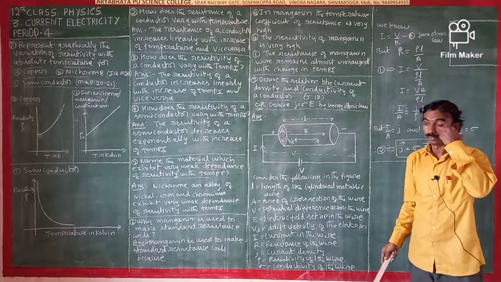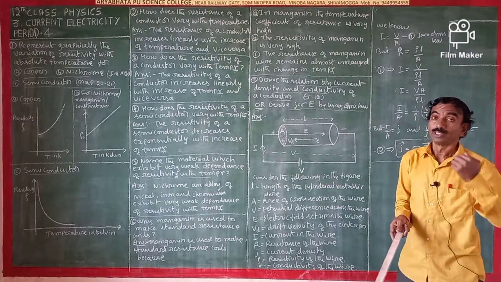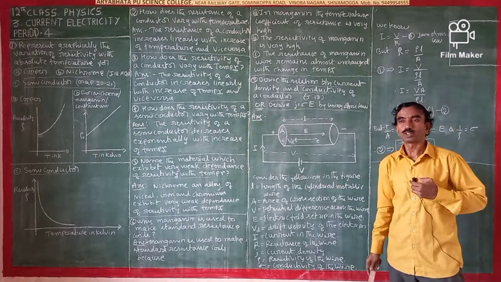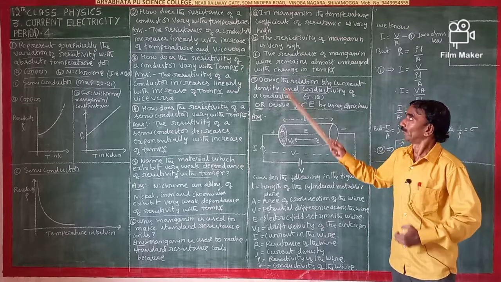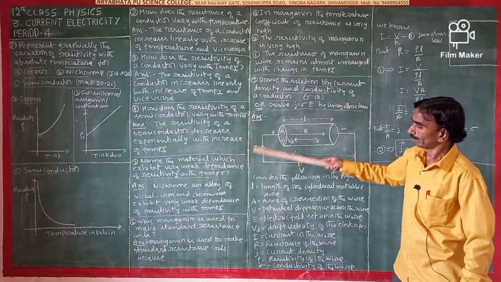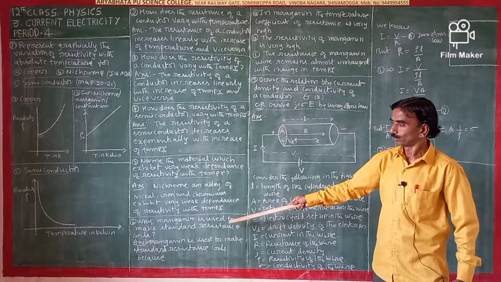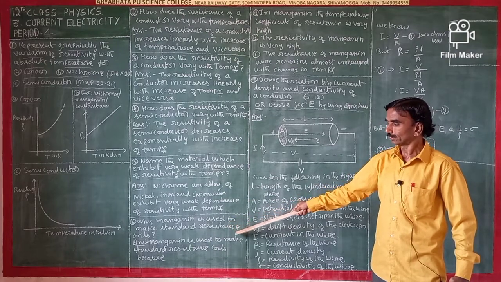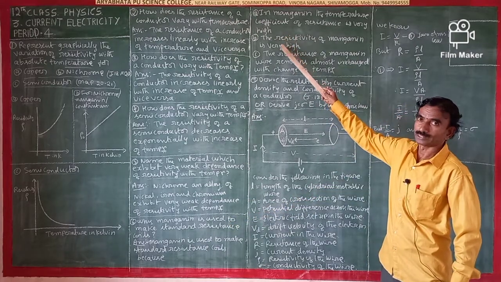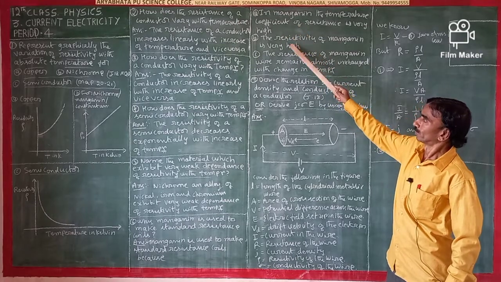So this manganese wire is used in some special equipment. So why is manganese used to make standard resistance coils? It is a very important answer. You have to learn this.